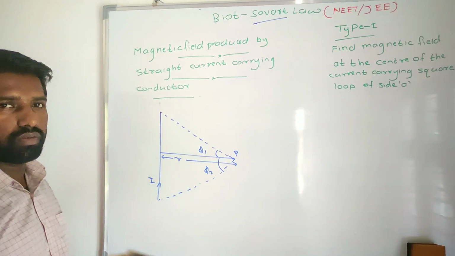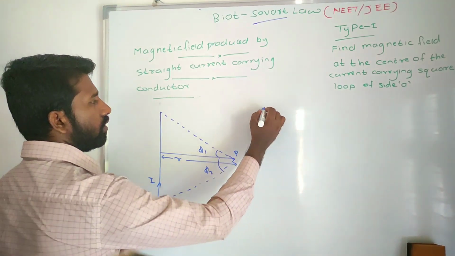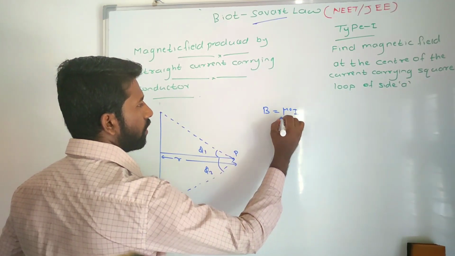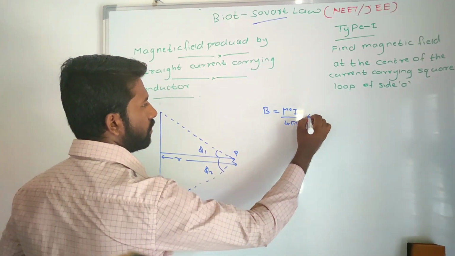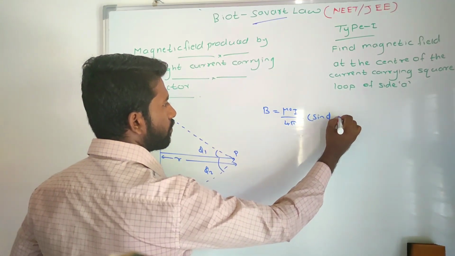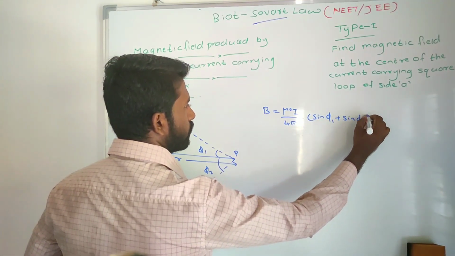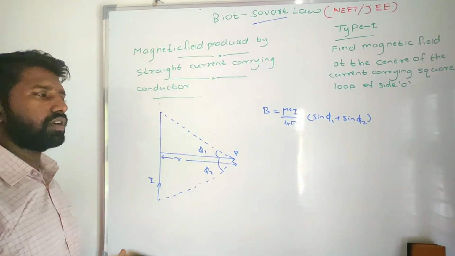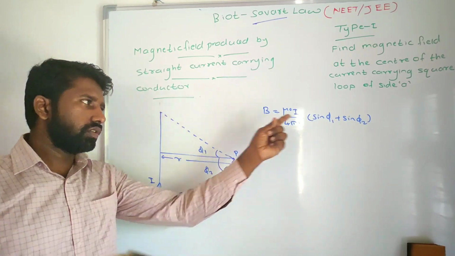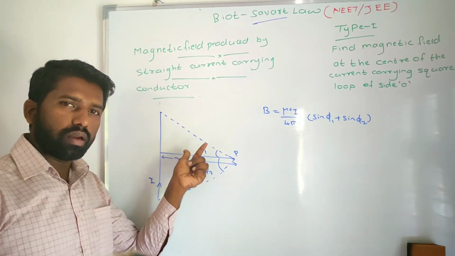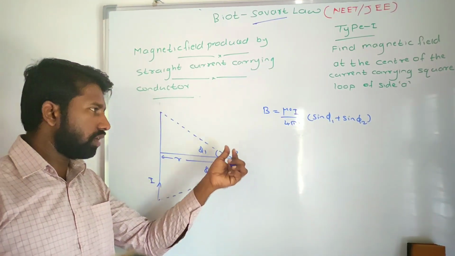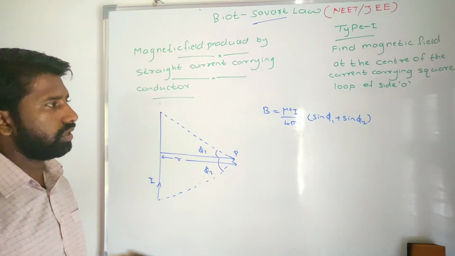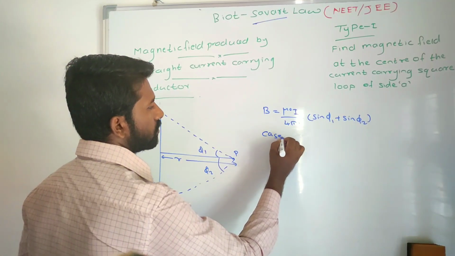If you apply the Biot Savart law, you can find the formula, that is B is equal to mu 0 I by 4 pi r into sine phi 1 plus sine phi 2. Clear? I is the current, r is the perpendicular distance from the current carrying conductor. Phi 1 is the angle made by the point to one end, and phi 2 is the angle made by the point to the other end. Clear? Then we'll discuss cases.